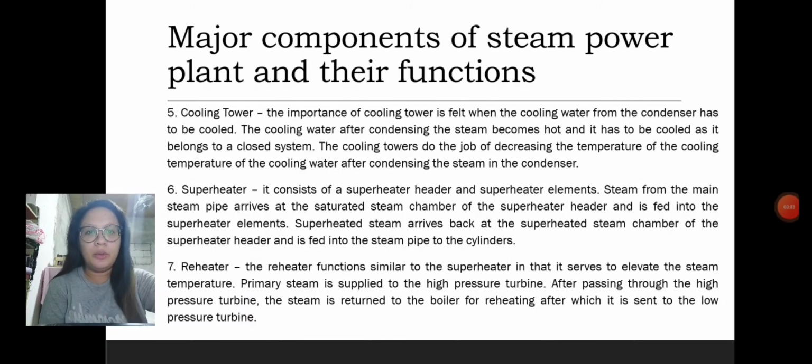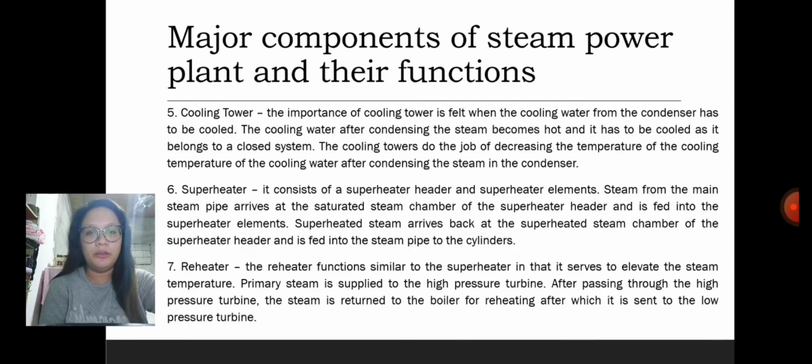Number 5. The cooling tower. The importance of the cooling tower is felt when the cooling water from the condenser has to be cooled. The cooling water, after condensing the steam, becomes hot, and it has to be cooled as it belongs to a closed system. The cooling towers do the job of decreasing the temperature of the cooling water after condensing the steam in the condenser.